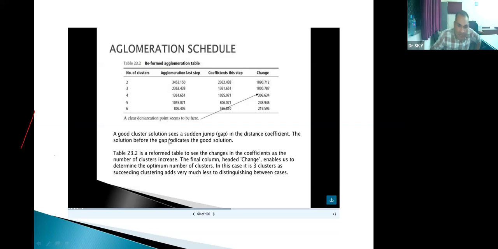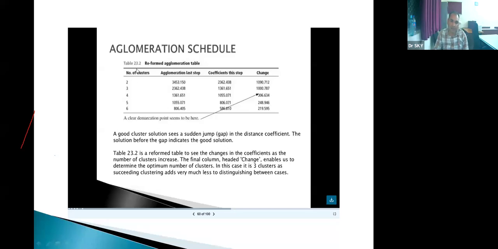A good cluster solution sees a sudden gap in the distance coefficient. Here, see, this is the change, and these are the distance coefficients. See the change, this one, see the change, this one. This way we can calculate. The solution before the gap indicates the good solution.